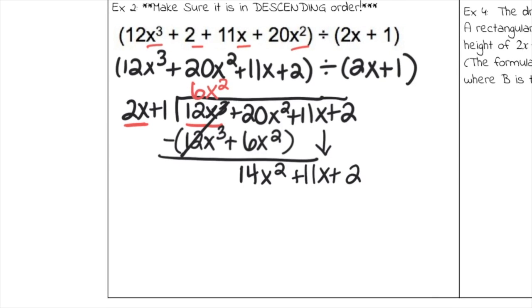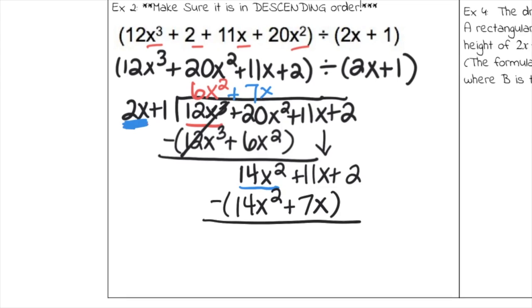All right, then we're going to start the process over. What do I need to multiply 2x by to give me 14x squared? Okay, so 2 times 7 is going to give me 14, and x times x is going to give me x squared. And then we're going to multiply this back out. We're going to take that 7x, multiply it by 2x, and then 7x times 1. So that's going to give me 14x squared, and then plus 7x. That should cancel. And now we have 11x minus 7x. So 11x minus 7x is going to give me 4x. Bring down your plus 2.